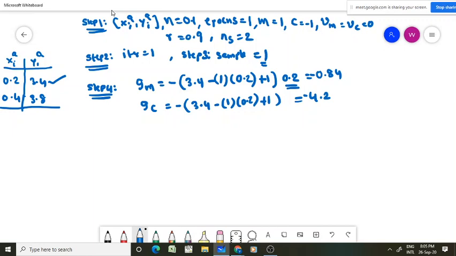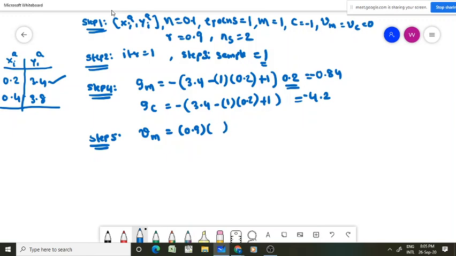Next, in step 5, you have to find the velocity. So Vm equals gamma, which is 0.9, into Vm. What is the Vm here?